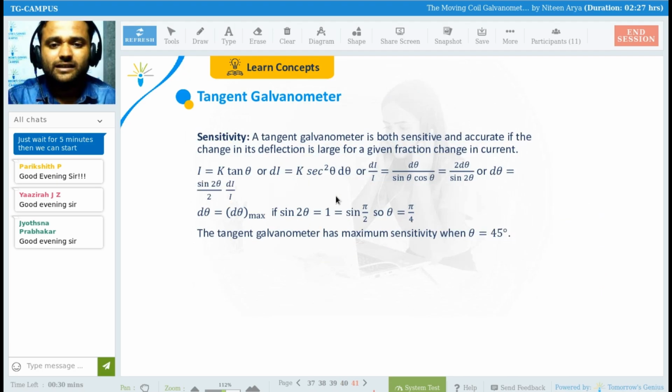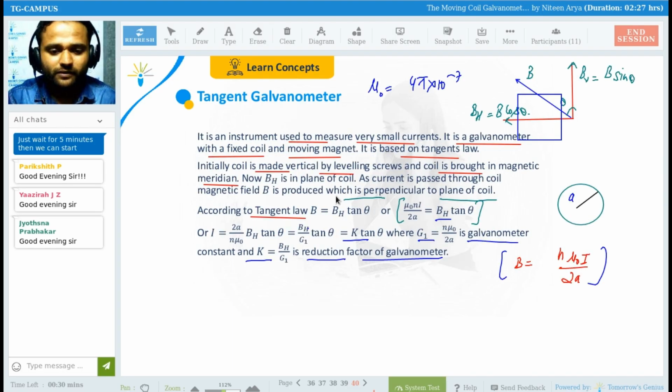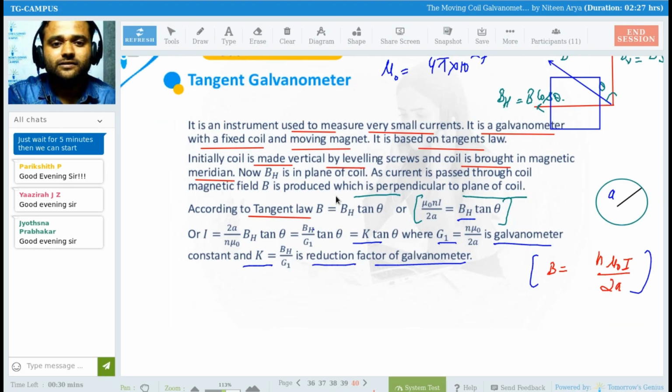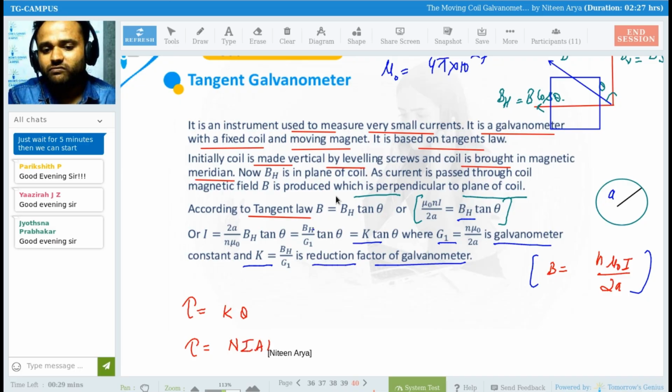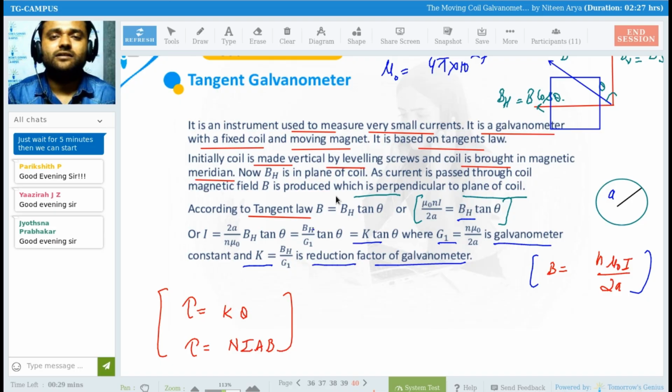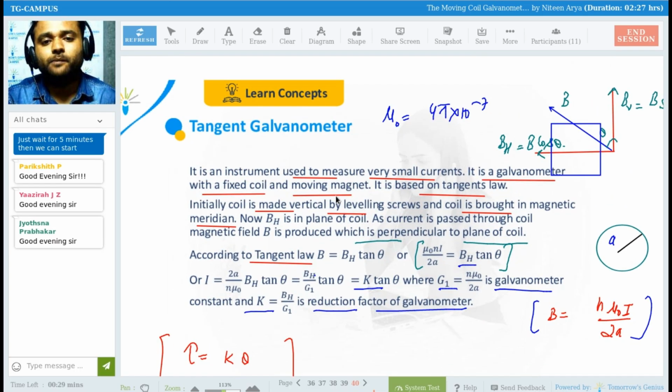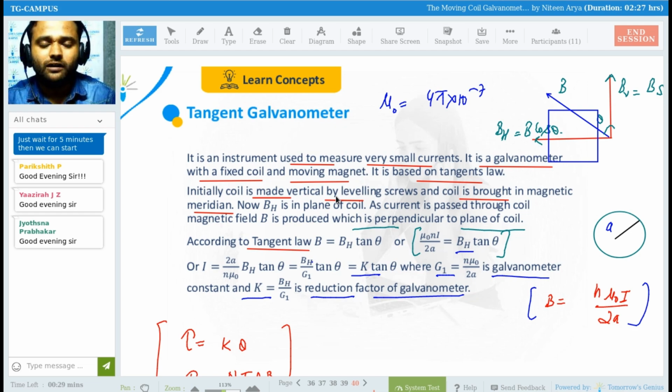Moving ahead, sensitivity. As we already discussed, there are two types of torque. This one torque is K theta, and the other torque is NIAB. Okay, so the same thing we're going to follow. The catch here is, in that normal moving coil galvanometer, the coil is going to rotate, magnetic field is going to be fixed. Here magnetic field is going to rotate and coil is going to be fixed.